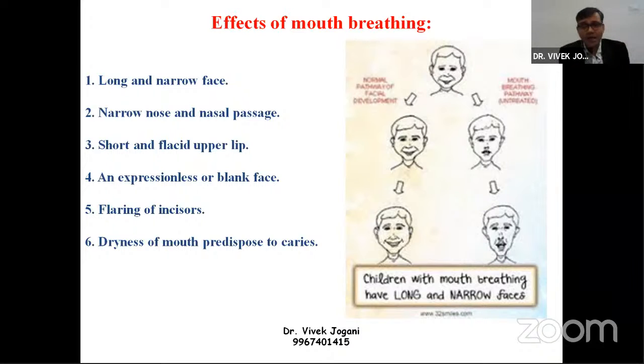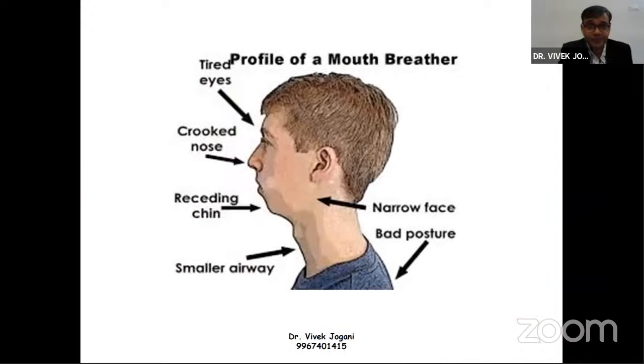The child will usually have a blank or a dull appearance, and there's flaring of the incisors. In the local Marathi language, they say the teeth stick out like a shovel. And then there is dryness of the mouth. Because of the dryness of the mouth, the corners of the lips are chapped, and especially in winters the child will have scaly lips. And because of the drying of the teeth, very often they are more susceptible to decay, especially in the front teeth.